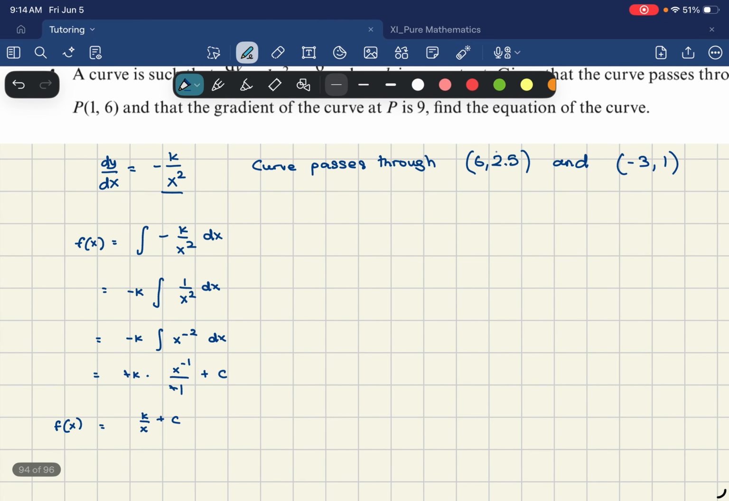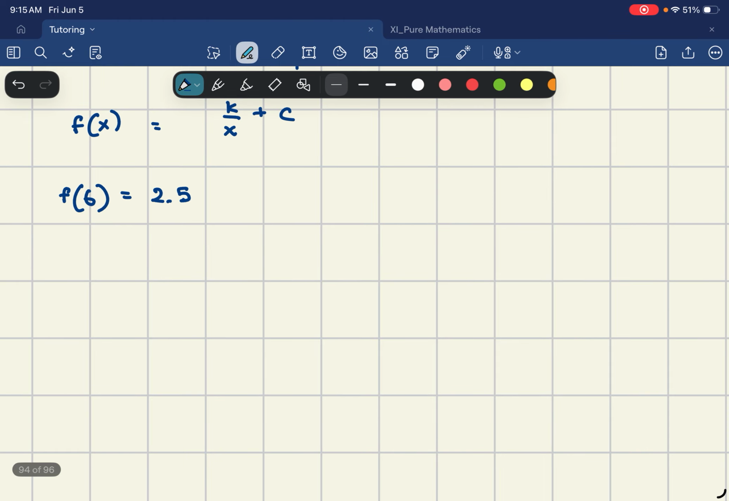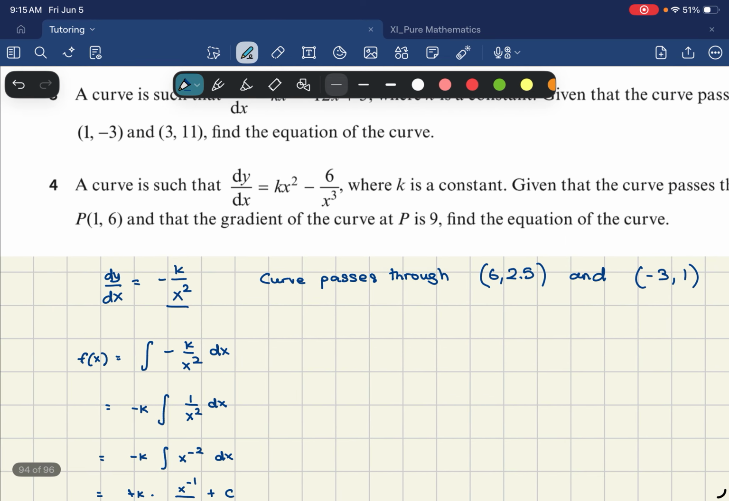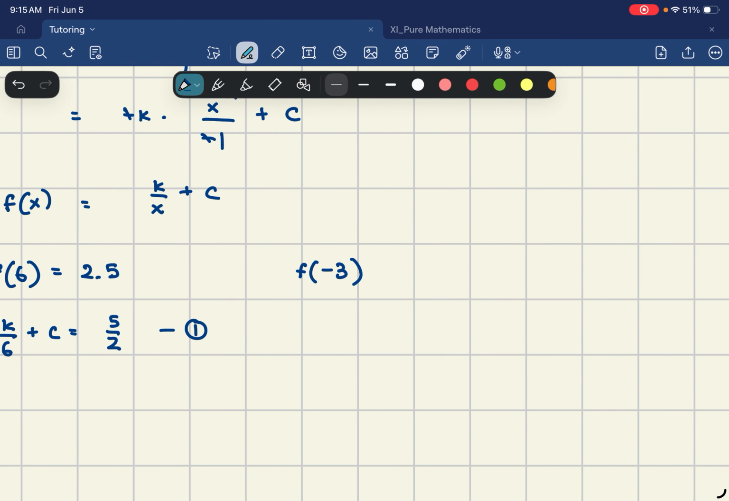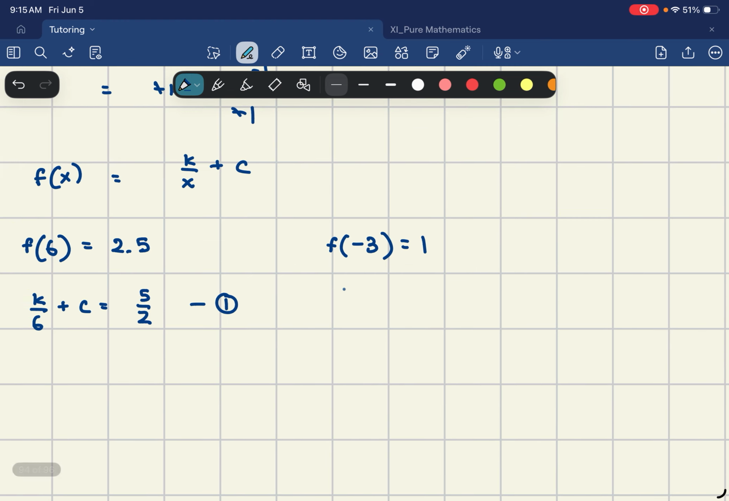And now let's substitute in our points. If x is 6, f of 6 gives you 2.5. So you substitute 6 here, and you know that k over 6 plus c is equal to 5 over 2, since 2.5 is 5 over 2. That is equation 1. And the second point is that f of negative 3 is equal to 1, and basically that gives you k divided by negative 3 plus c is equal to 1.